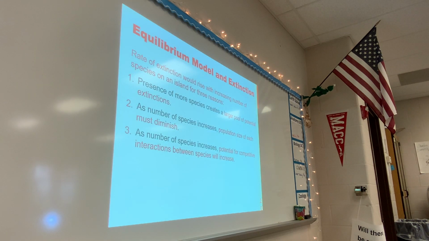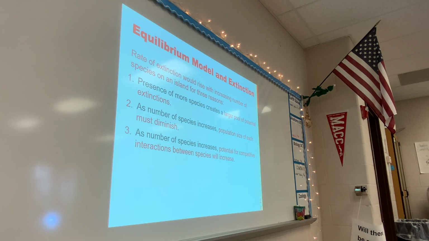So the rate of extinction would rise with increasing number of species on a new island for three reasons. So this is why the extinction is rising. The larger pool of potential extinctions: the more animals you get, the more chance things are going to get extinct. I mean, that only makes sense. The more available animals that are there, the more chance things are going to go extinct.